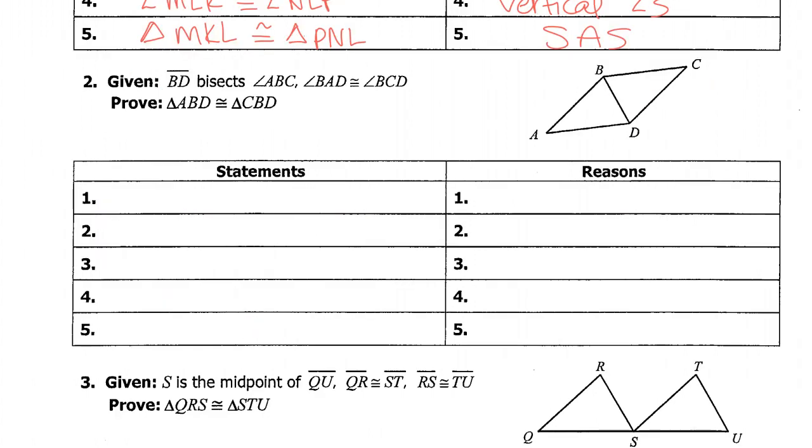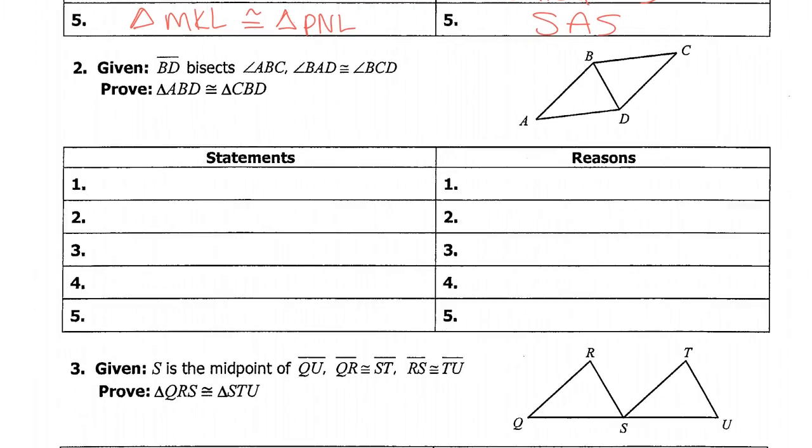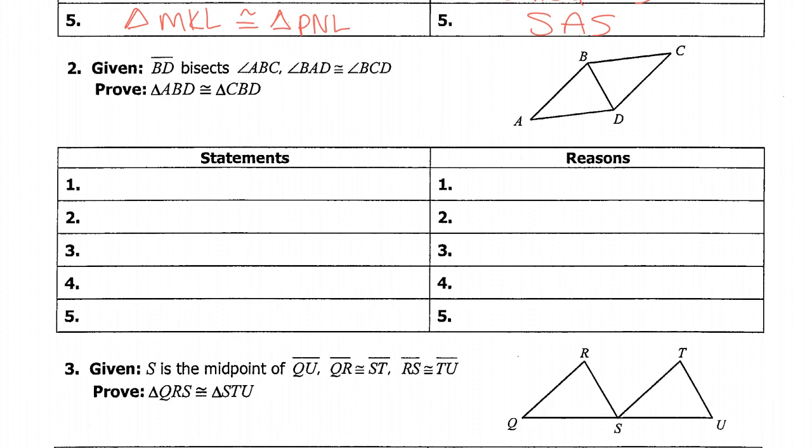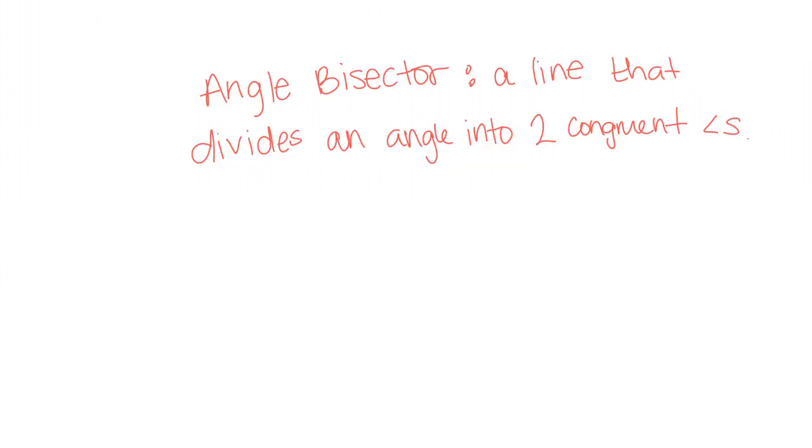All right, for number 2, it tells us that segment BD bisects angle ABC. So that means that it's cutting angle ABC into two congruent angles. So that angle is the same as that one. So an angle bisector, it's a line that divides an angle. So here, let's say I have this angle. So here I have the line or line segment that's cutting that angle in half into equal pieces.